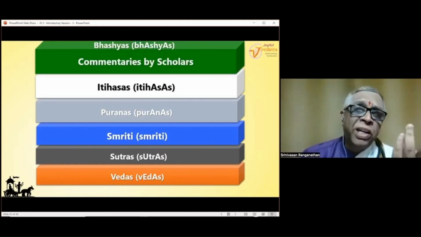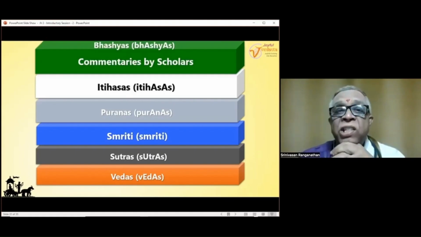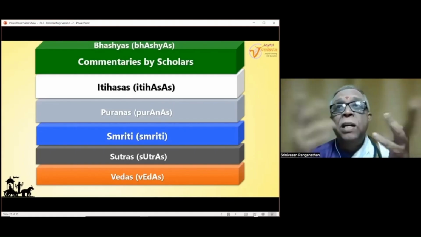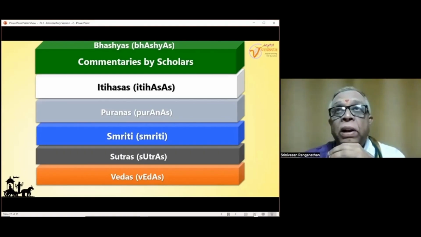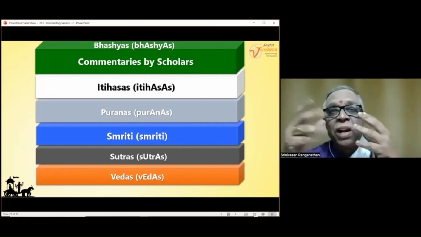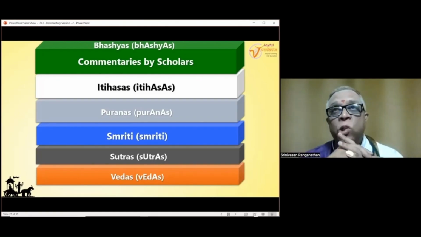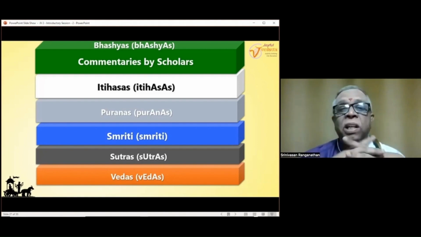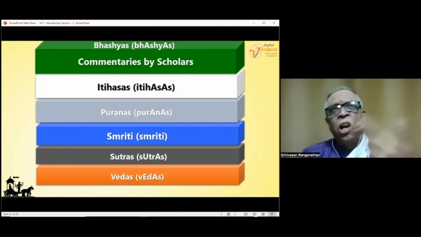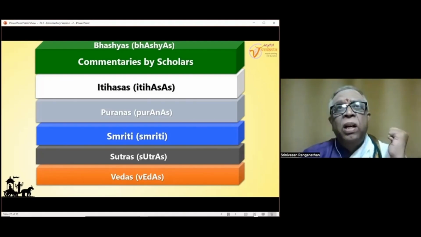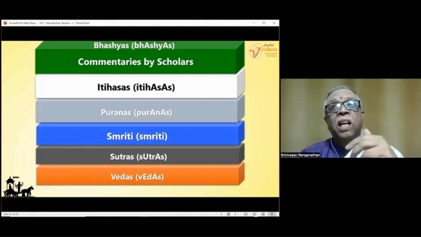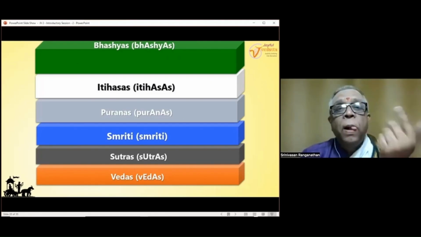Then on top of it came Bhashyas. Bhashya means commentary. It's like Sunil Gavaskar and Harsha Bhogle who keep commenting, he should have played a cover drive, in cricket. So you have commentators, scholars who have written commentaries on Itihasa, on Purana, on Smriti. These are elaborations, perspectives, explanations, with analogies and examples.